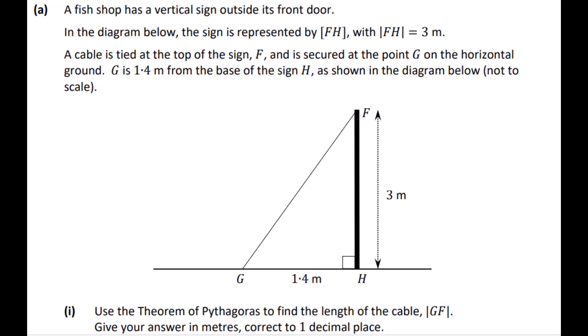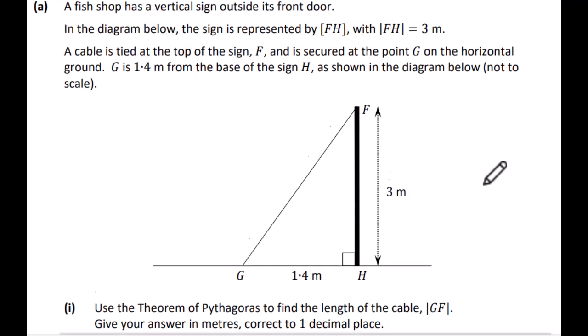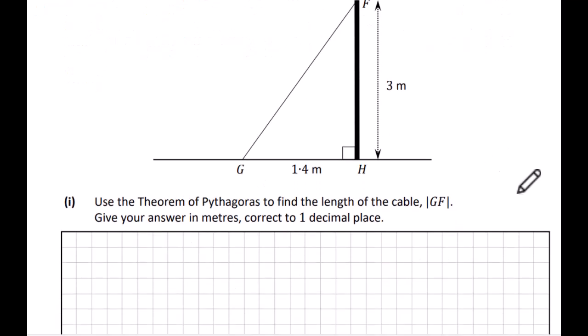A fish shop has a vertical sign outside its front door. In the diagram below, the sign is represented by the line segment FH, with FH equal to 3 meters. A cable is tied at the top of the sign and is secured at a point G on the horizontal ground. G is 1.4 meters from the base of the sign H, as shown in the diagram below, which is not to scale. Use the theorem of Pythagoras to find the length of the cable GF. Give your answer in meters correct to one decimal place.